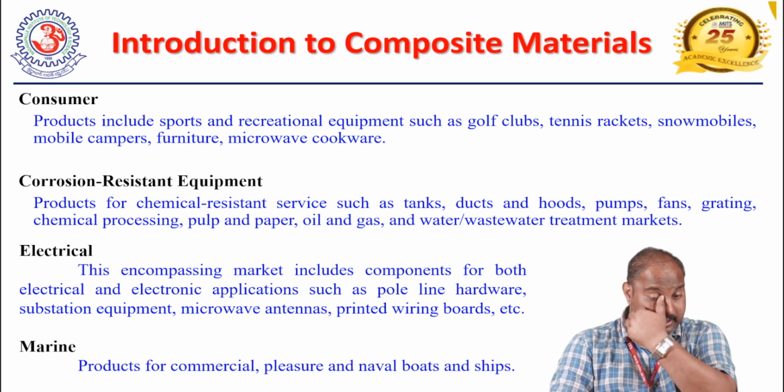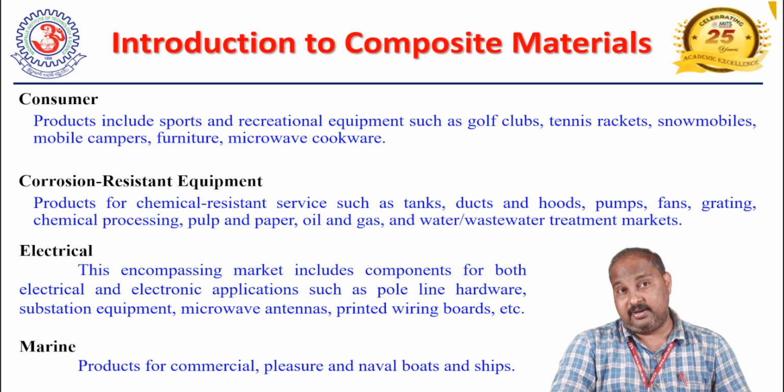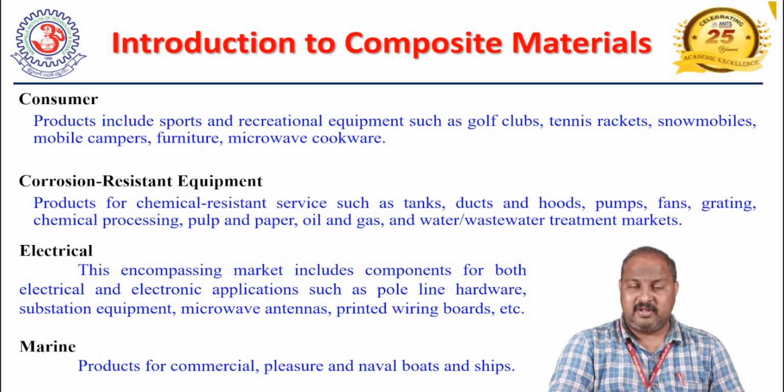Next is about consumer goods, which include sports and recreational equipment such as golf clubs, tennis rackets, snowmobiles, mobile campers, furniture, and microwave cookware. So there are many more. Basically, like golf clubs, where the head has to be of higher weight and the pole has to be of lower weight or low density, or tennis rackets and badminton rackets. Those are generally nowadays made with graphite or carbon fiber reinforced composites.